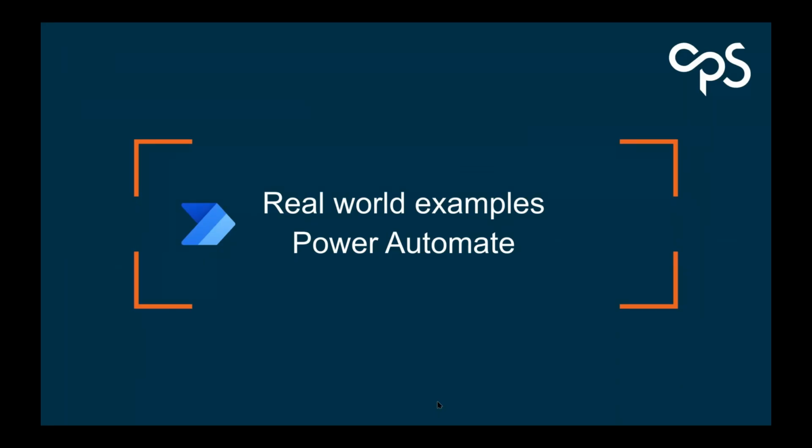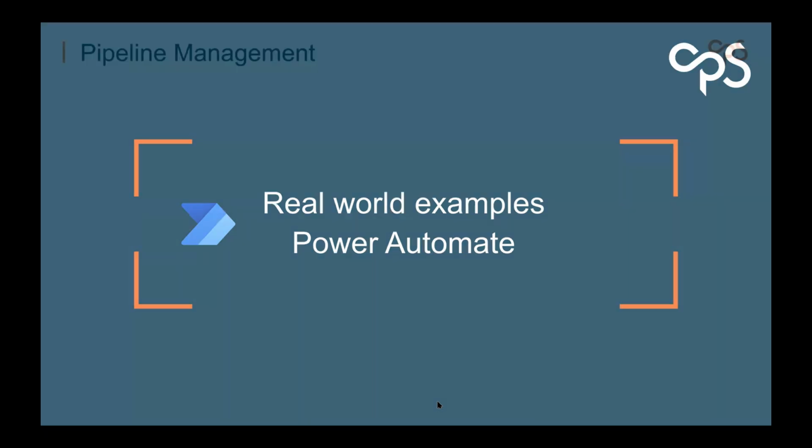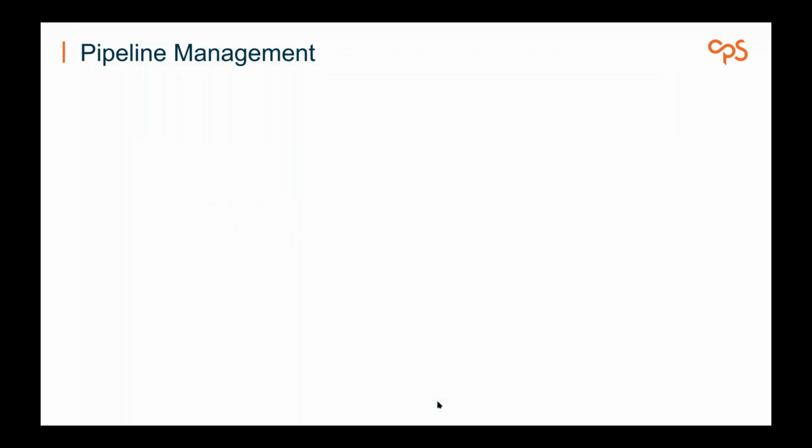So to jump into some real world examples of how Power Automate can be used. First of all, we have pipeline management. I've spoken about this a few times, and I do have an application that I'm going to show in a short while, but this is around the automation tools that you may or may wish to look at.